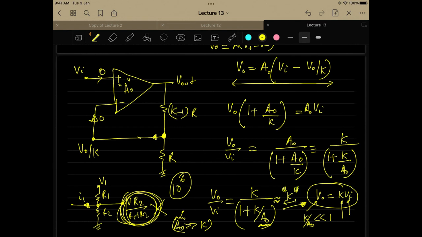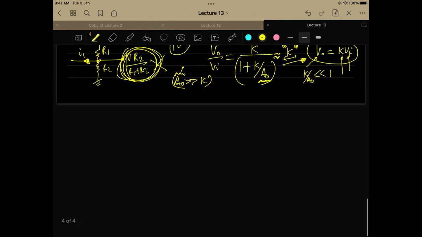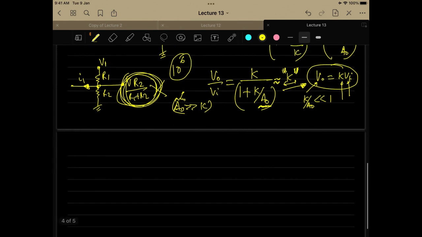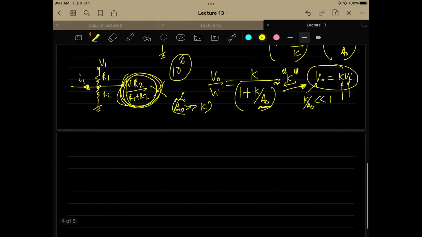So you are actually amplifying the voltage. This is an important concept where your A0 has to be high. Operational amplifier A0 has to be high. This is only valid when your A0 is high. If your A0 is 10 or maybe 11, or maybe 5 or 6, then it's not possible. Then your voltage will not be K times your input voltage. It will be something different.